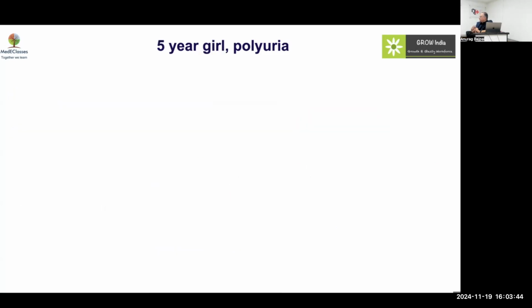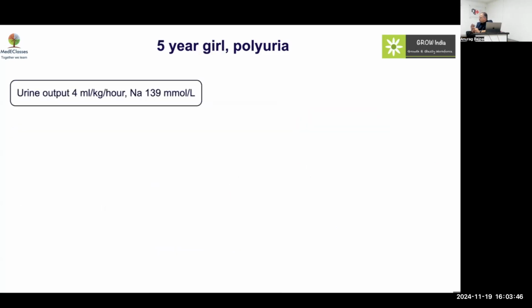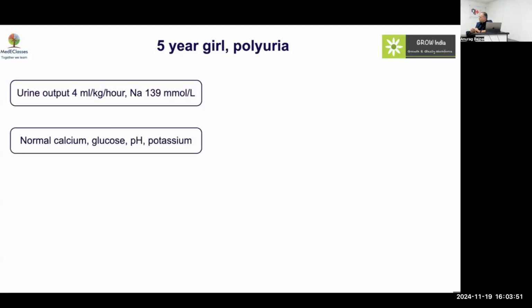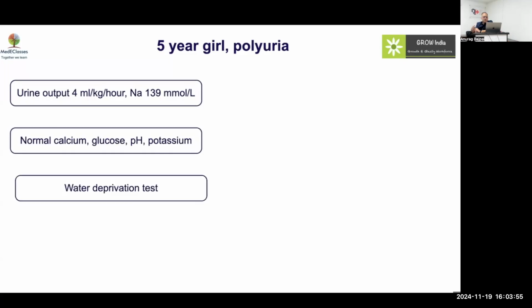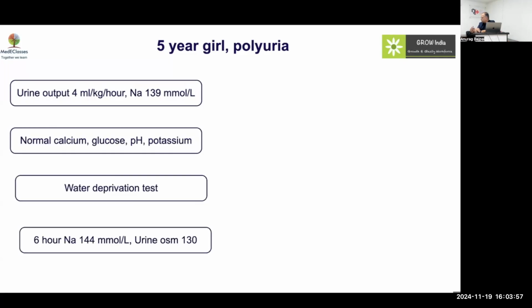Dr. Nimisha: a 5-year-old girl with polyuria, urine output is 4 ml per kg per hour, borderline. Sodium is again 139. Everything is normal: calcium, glucose, pH, potassium. Water deprivation test was done. At 6 hours, the urinary osmolarity is 130 and serum sodium is 144. The child has lost 5% weight. Do you want to continue or discontinue?